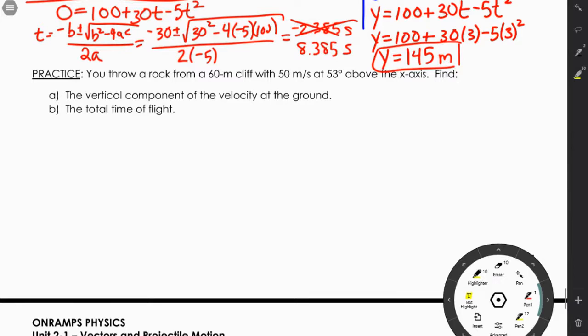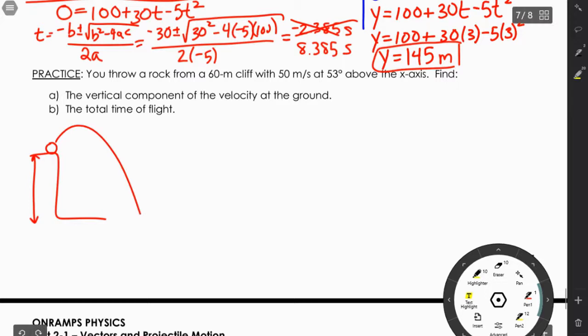Okay, so we have a rock thrown from a 60-meter high cliff. And sometimes, if you need to, draw the picture, right? So it's going to go up and then down, and our height is 60 meters. You can do a couple of things. You can call y0 down here, which makes y equal to the positive 60, or you can switch these if you want to. All right, so we're throwing it from a 60-meter high cliff, 50 meters per second at 53 degrees above the x-axis. Find the vertical component of the velocity at the ground, and then the total time of flight.